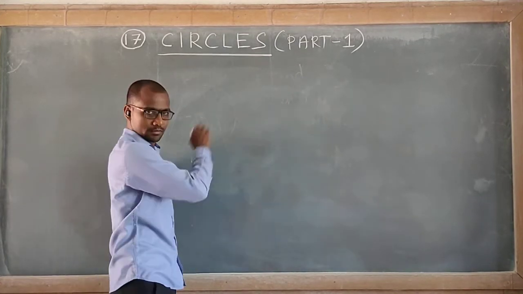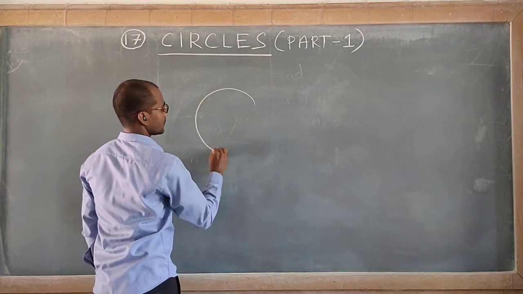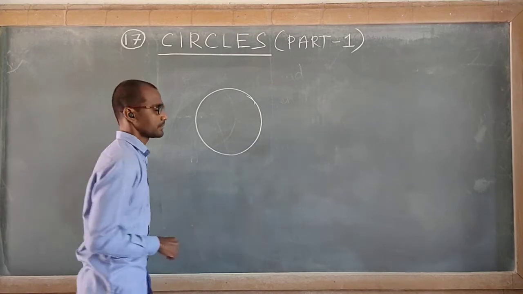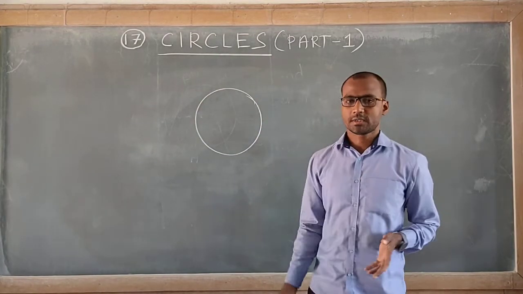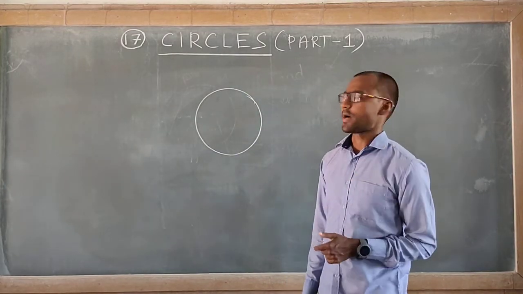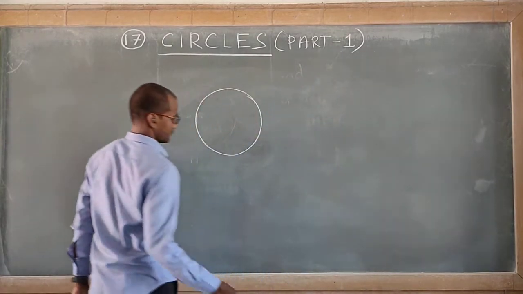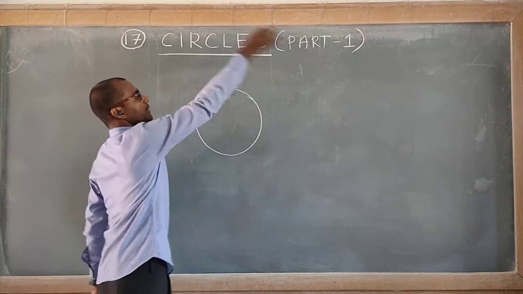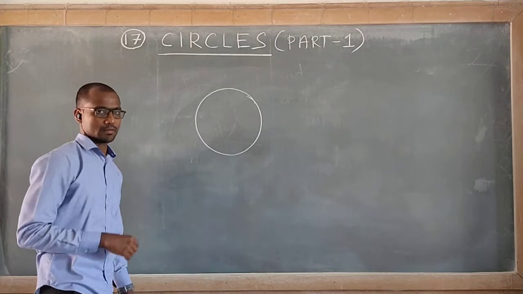Now this is the plane, and this is a circle. This circle divides the plane into 2 parts. One is interior, the other is exterior. This part is called interior of the circle, and the remaining part, the part outside the circle, is called exterior of the circle.